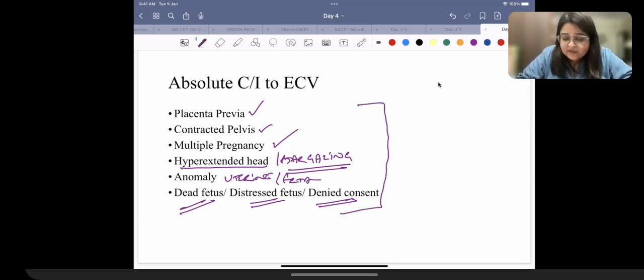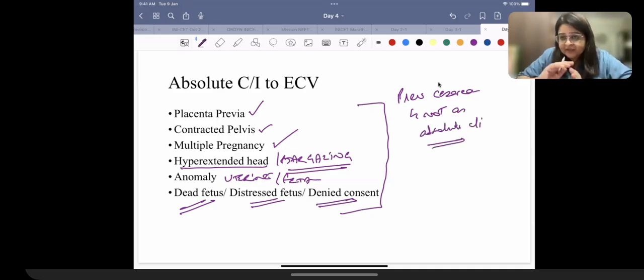Remember, a previous cesarean section is not an absolute contraindication. You can do an ECV. Many studies are there, and Williams also says you can safely do an external cephalic version. हमारा main डर क्या है कि rupture ना हो जाए, scar rupture ना हो जाए, है ना? But it can be done. It has been reported to be safe.